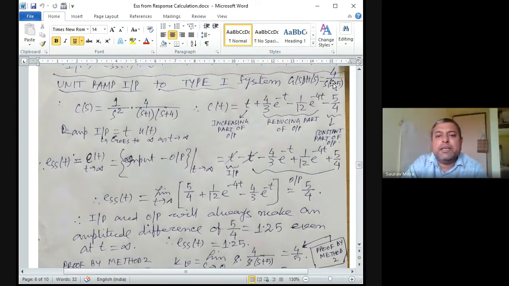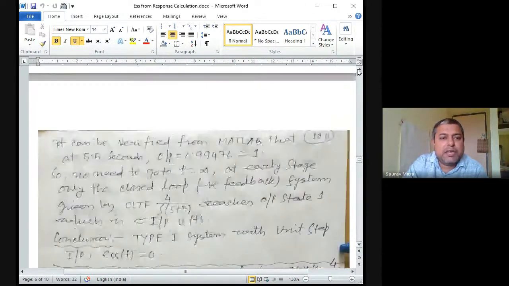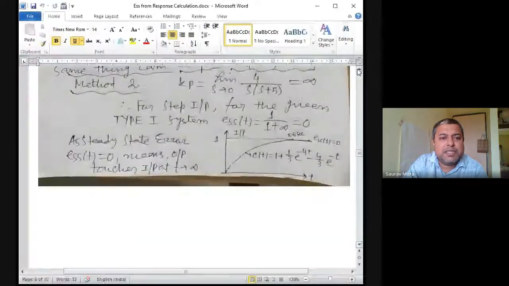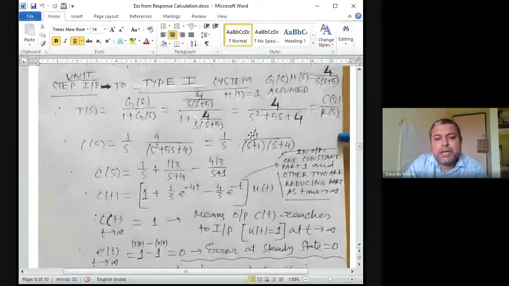G(s)H(s) is equal to 4 by s into (s plus 5). So what is C(s)? C(s) is equal to 1 by s square into 4 by (s plus 4)(s plus 5)... what is 4 by (s plus 1)(s plus 4)? This is nothing but the T(s). So we have found it in the previous page also. I have done some little step jump. You can find here also in the previous case, this is 4 by (s plus 1)(s plus 4). So this is equal to C(s).